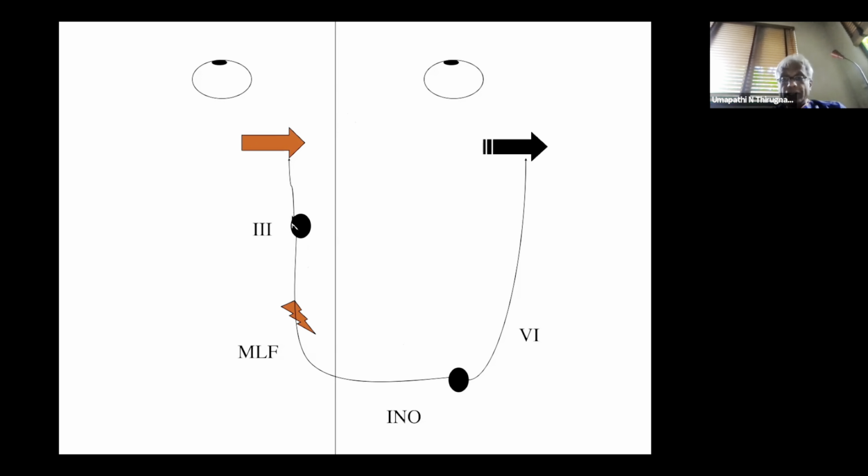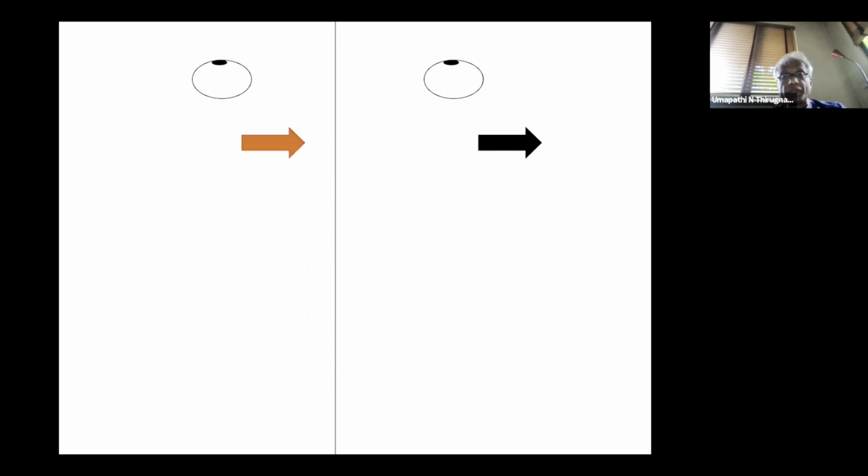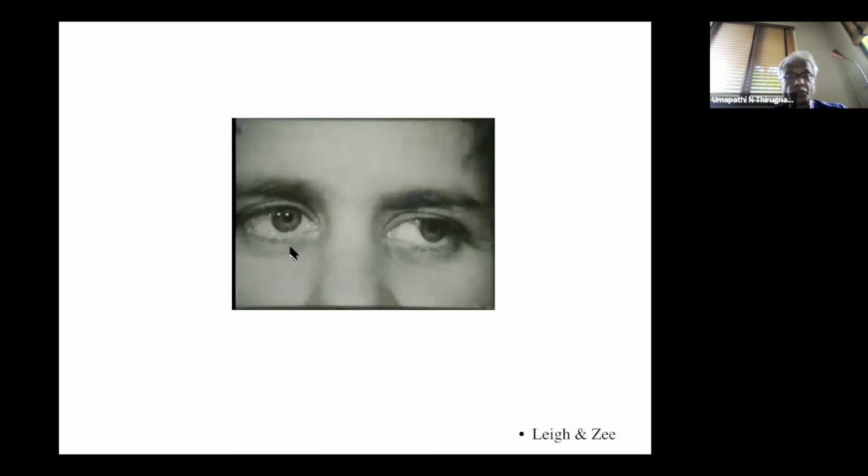Now, in this particular case, of course, we went on to examine this patient. We examined all his eye movements and the pupils also we checked. So there was nothing else that was wrong with the third cranial nerve. So we don't think that this adduction deficit is due to a third cranial nerve problem.